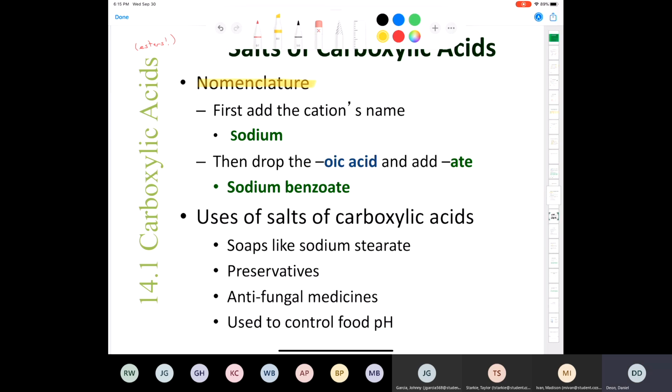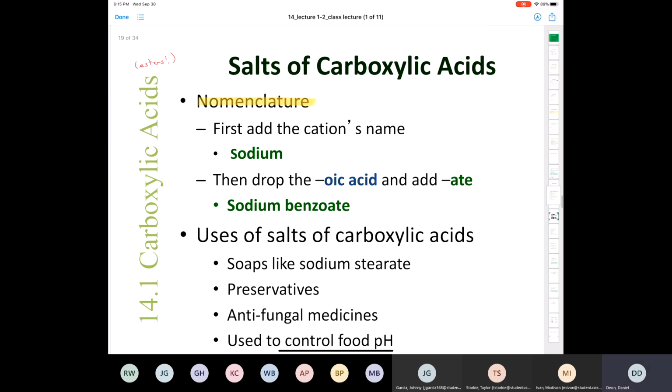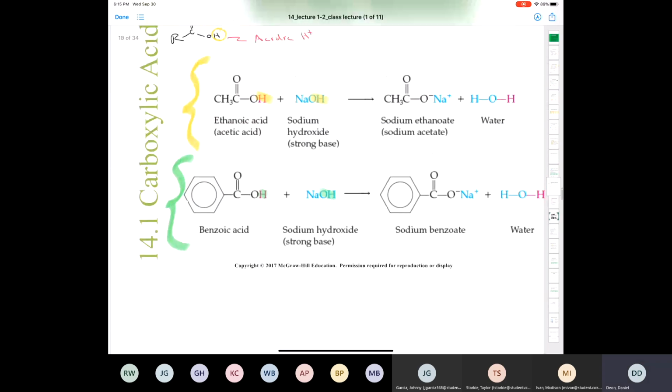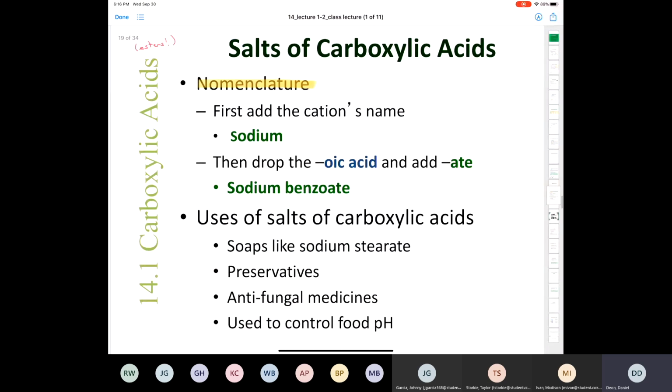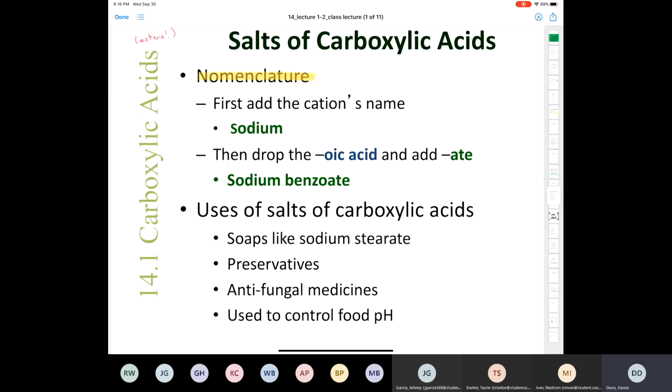First we add the cation's name. So if we go back to these examples here, you can see the cation in both cases is sodium, and so what did they put first? They put sodium and sodium. And you're like, well, if it's lithium, would I put lithium? Yes. If it's potassium, could I put potassium? Yes. So first step's not too bad. You just name the cation, and then you drop the -oic acid and you add -ate.